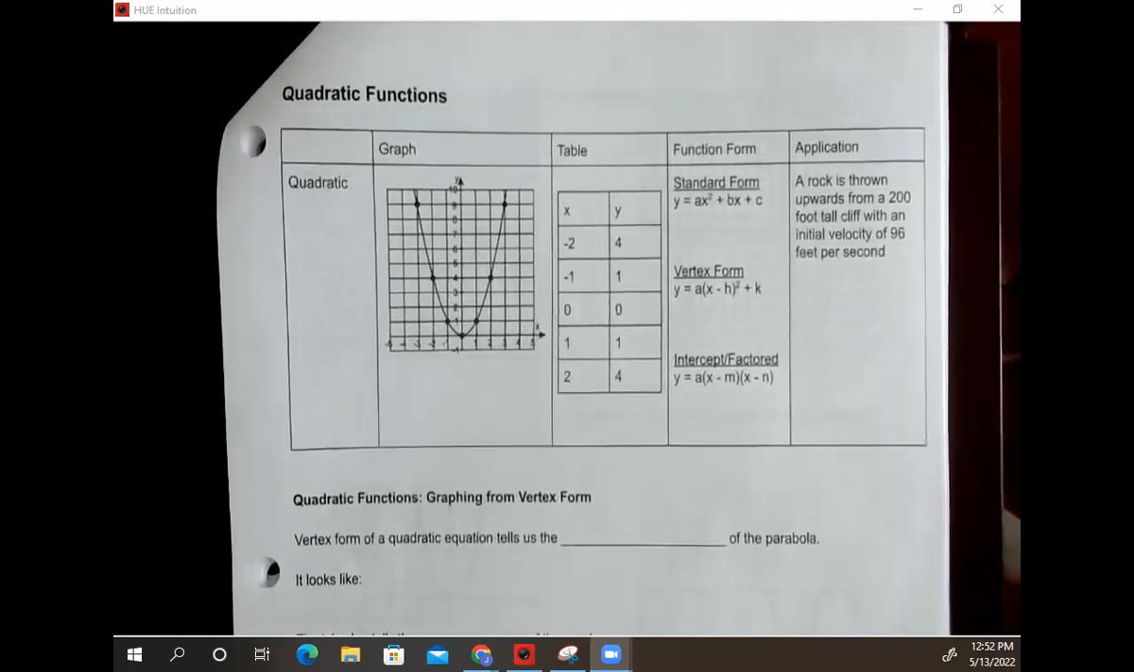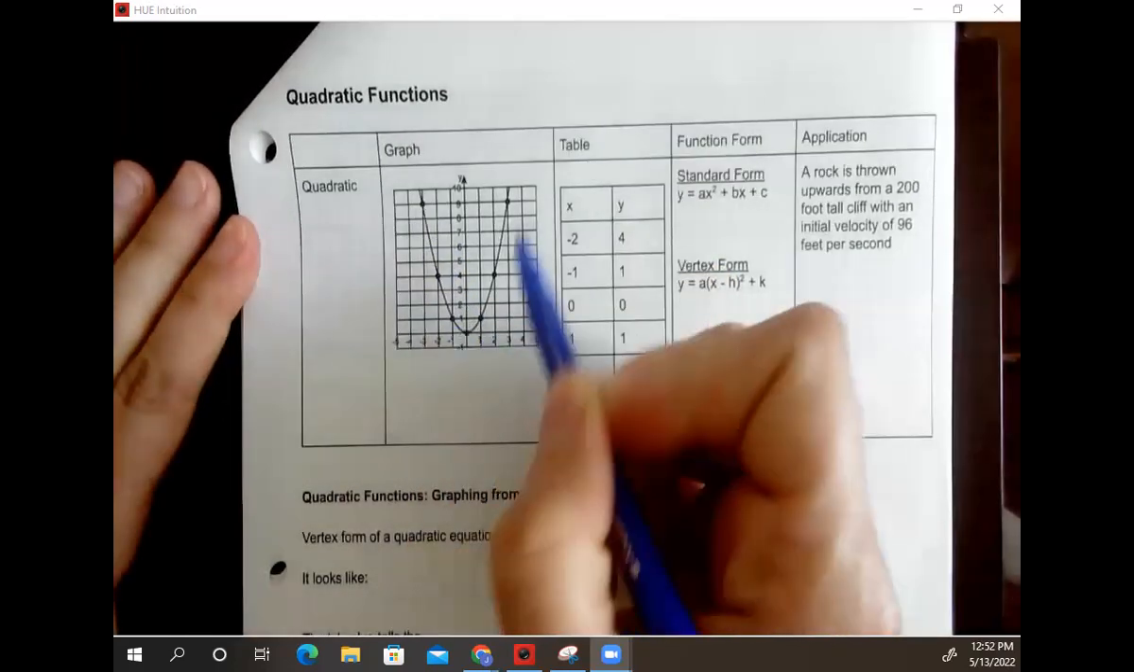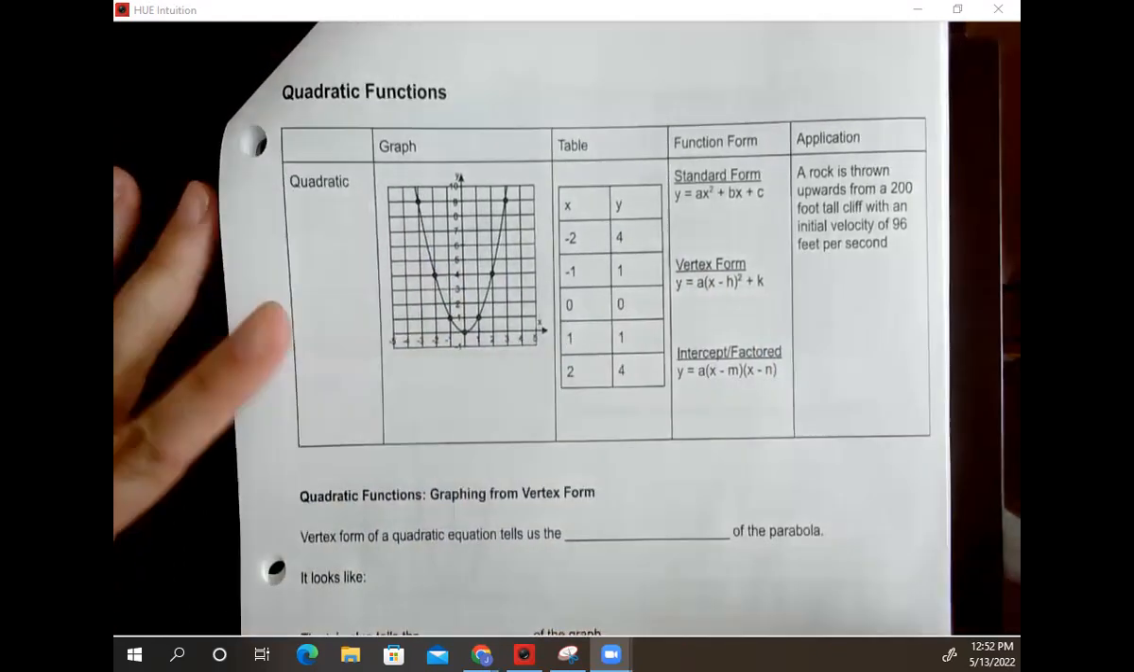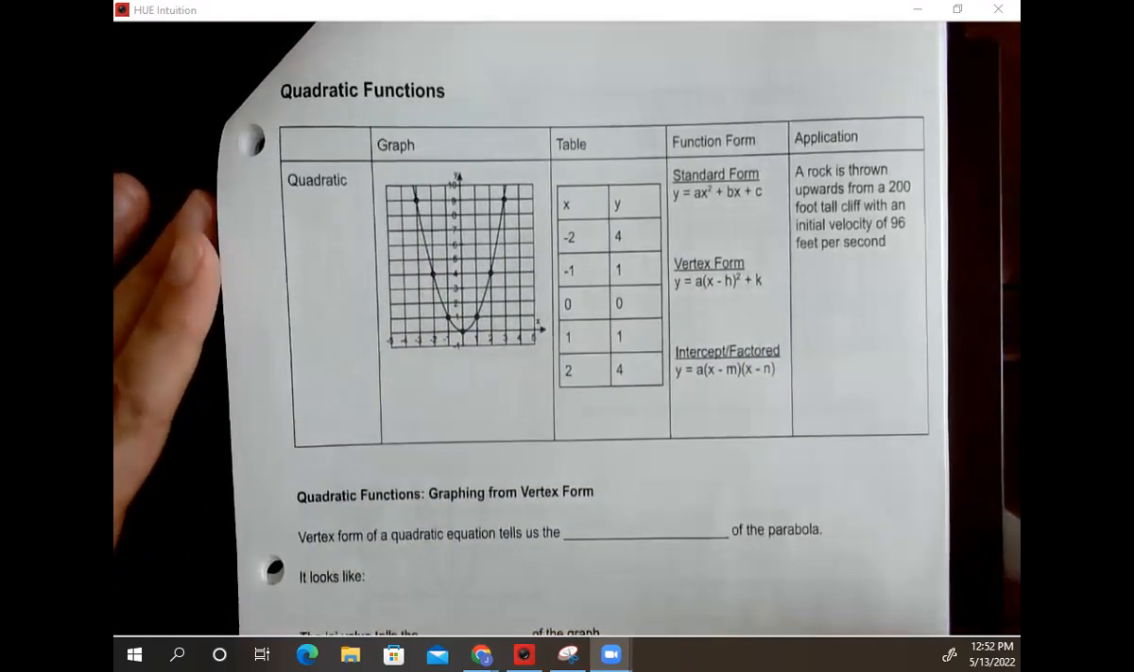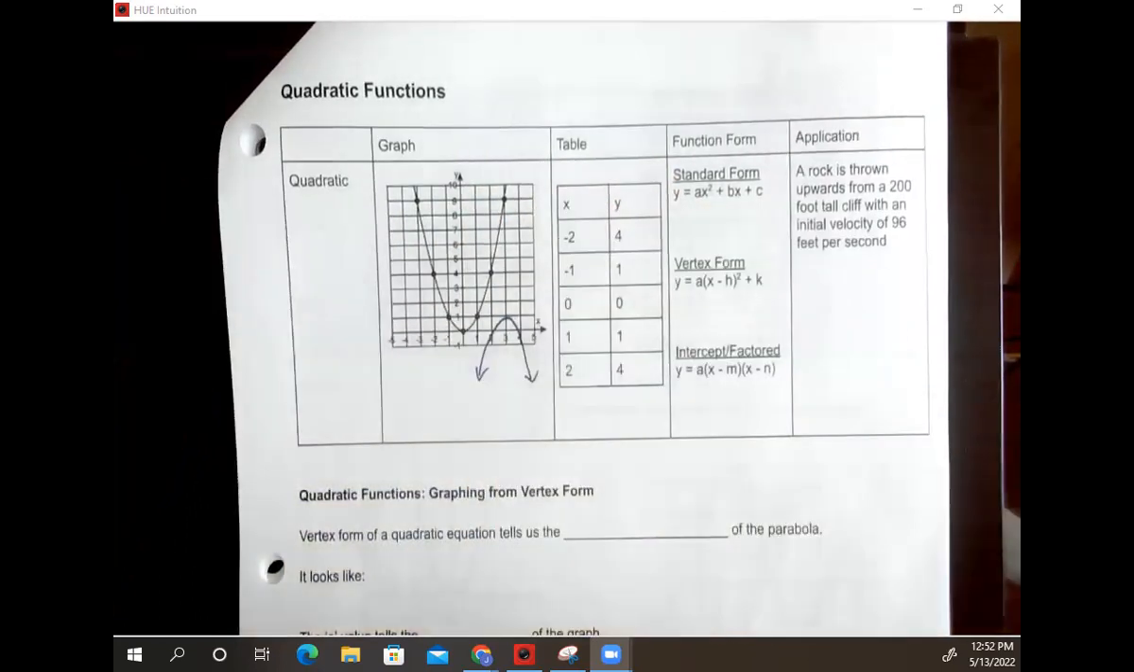So for our quadratic functions, our graphs are this U-shaped thing called a parabola. The one I have on the paper here for you opens up, but they could also open down. That would also be a parabola.